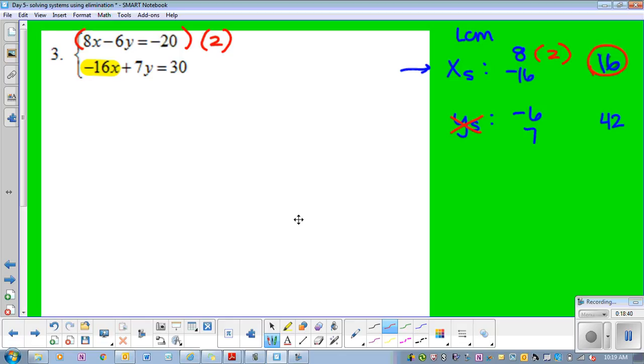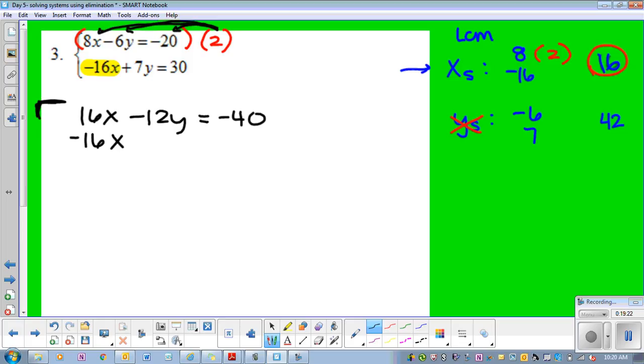All right? So I'm going to write it below, right here. What is 8x times 2? Good. 16x. What's negative 6y times 2? Negative 12y equals, what's negative 20 times 2? Good, negative 40. Guys, do we have to do anything to the bottom equation? No, so let's just copy that over. Remember, we like to line everything up.